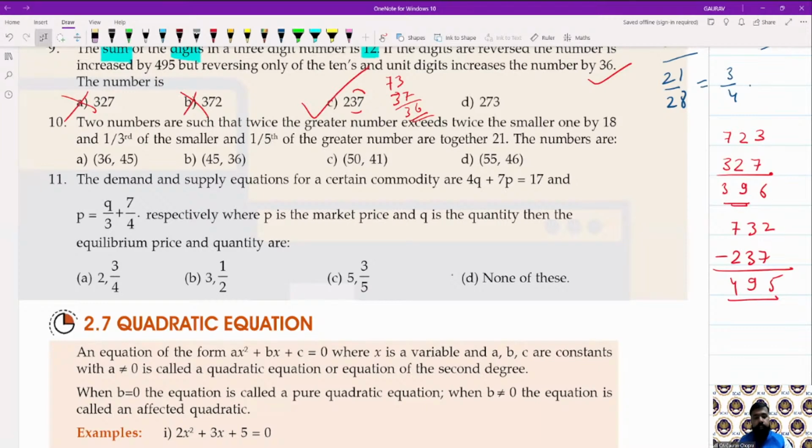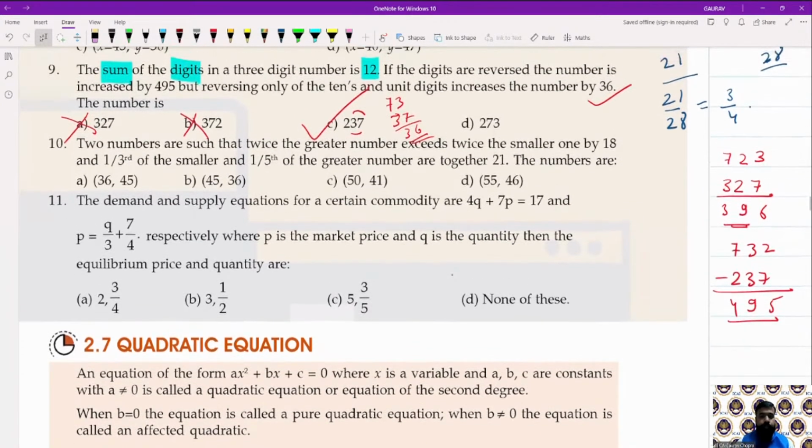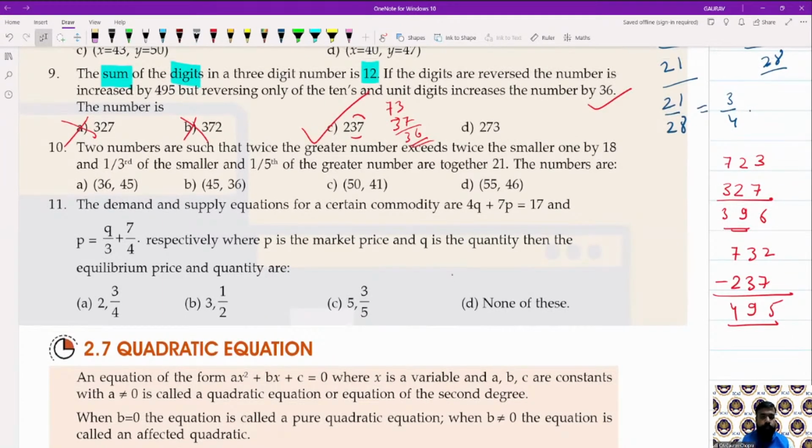This was question number 9. So any doubt in this question? No? Then we can move towards question number 10.